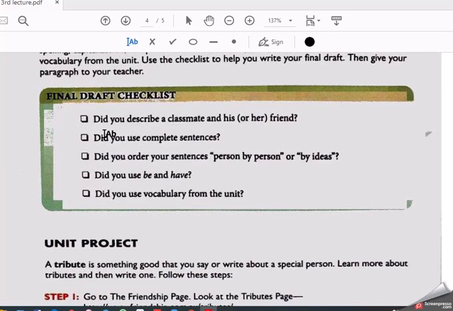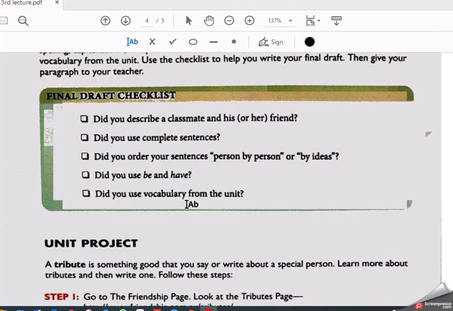Final draft checklist. Did you describe a classmate and his or her friend? This is the draft, this is the list. هاي الليستة اللي من عندها يتكون الباراجراف مالتنا. احنا اليوم دراستنا عن الرايتنج اغلبها. هاي الليستة نكتب الباراجراف عن اللي هو my friend صديقي. Did you describe a classmate and his or her friend? Did you use complete sentences? Did you order your sentences person by person or by ideas? Did you use be and have? Did you use vocabulary from the unit?